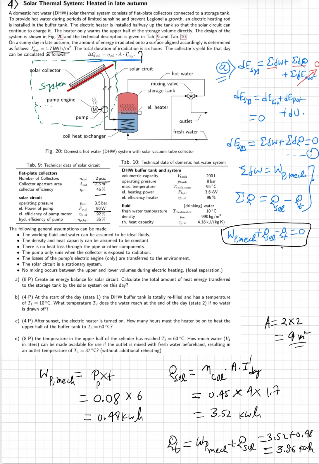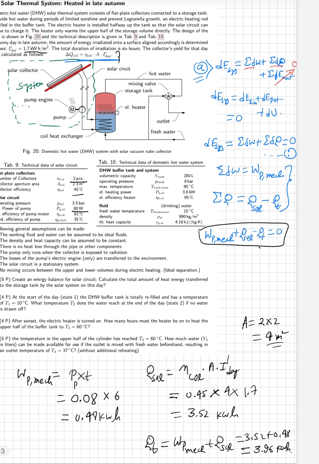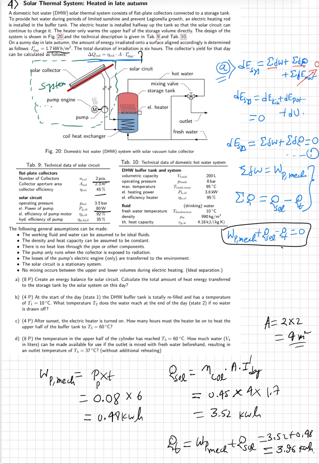I think you have understood all these things and you don't have any doubt. So here the system is the collector, the pump and the working fluid. Now let's solve the second part. They asked here for the final temperature if no water is drawn off. So here what would be the system for us? Here the system will be the storage tank and the water.